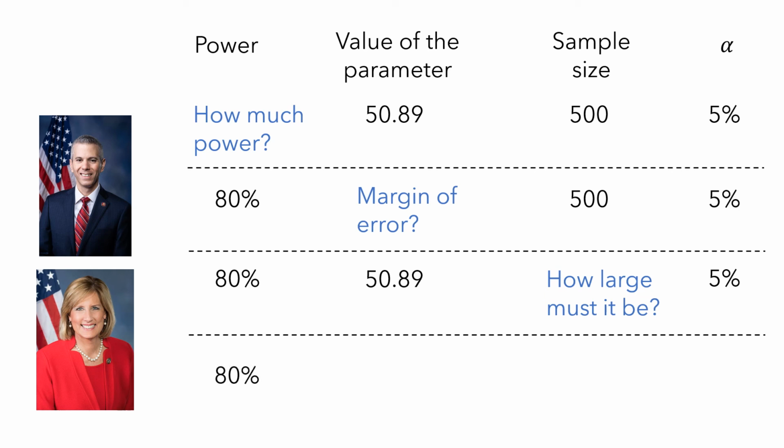Or, if we want 80% power with a 50.89% parameter and a sample size of 500, then we can ask, how much error would we need to allow? And we can answer each of these questions by adjusting the simulation and, if needed, trying out several values to estimate the margin of error, sample size, or amount of error.